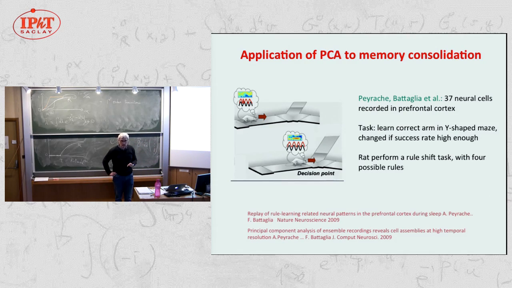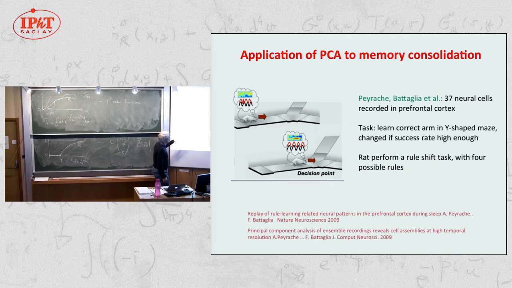What they did is record the activity of a few tens of cells, about 37 cells depending on the sessions, in the prefrontal cortex with multi-electrodes implanted in the brain. There is a lot of pre-processing of data I don't want to get into, about how you get the activities of these cells, but let's say you have 37 cells which are recorded. And they can record the activity when the rat is performing some task and when the rat is sleeping.